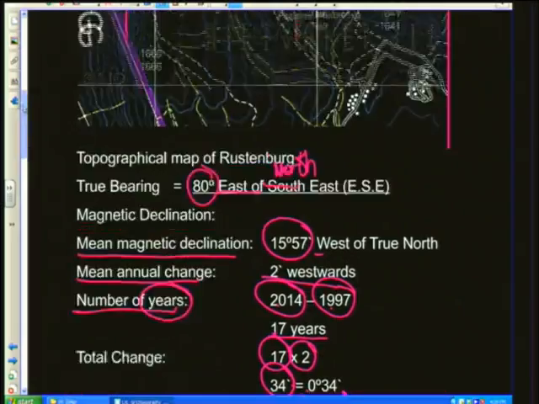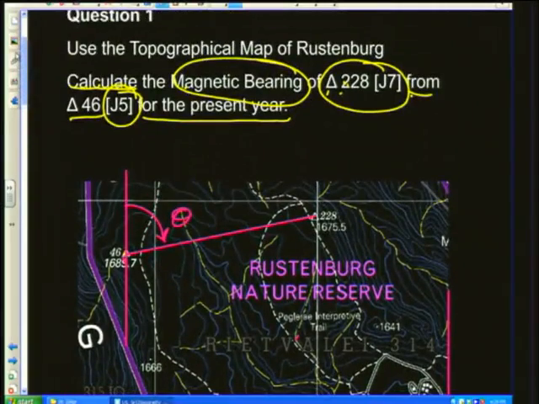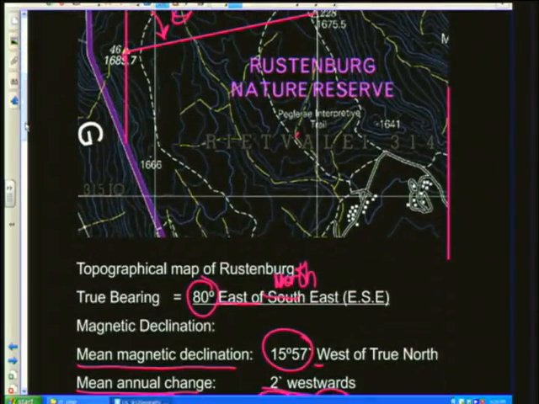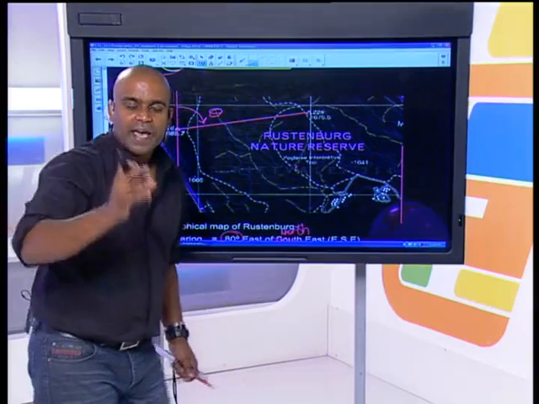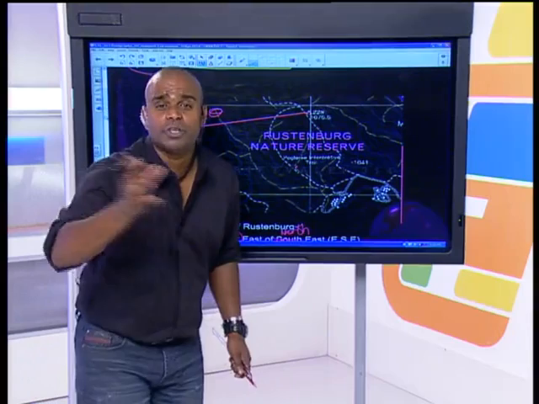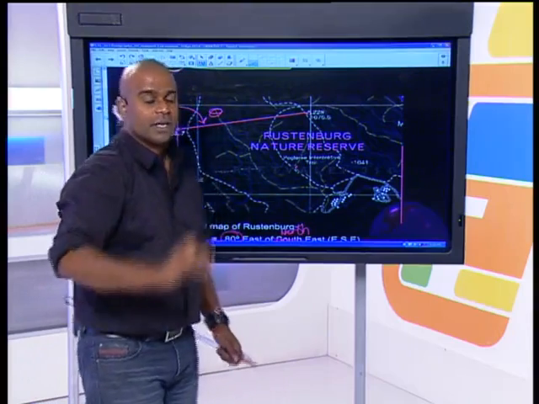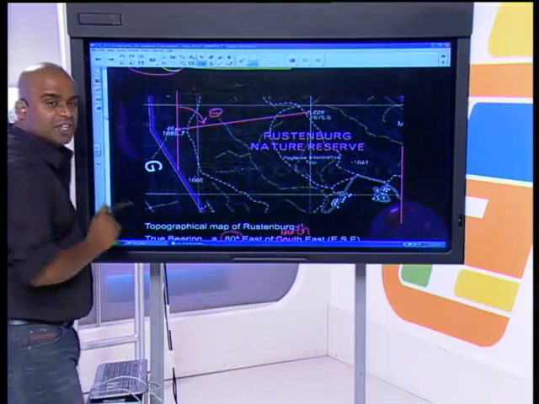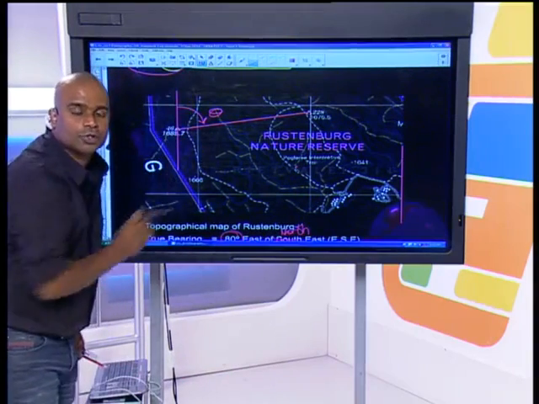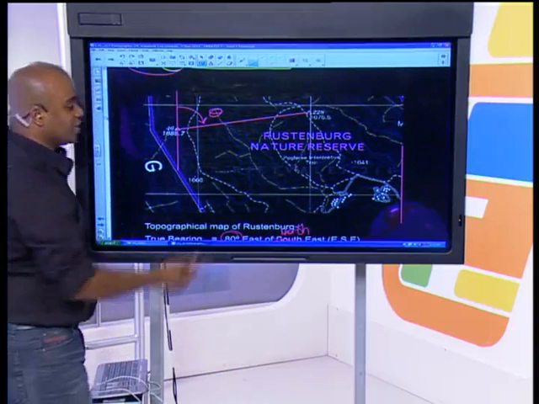We've calculated, for example, the magnetic bearing of trig beacon 228 from trig beacon 46. Once I've got my question, I am able to understand the following. There are 2 points on any topographic map. What we have to establish is which of the 2 points is the from point. The from point in this example is trig beacon 46. From trig beacon 46, I draw a true north line at the from point.